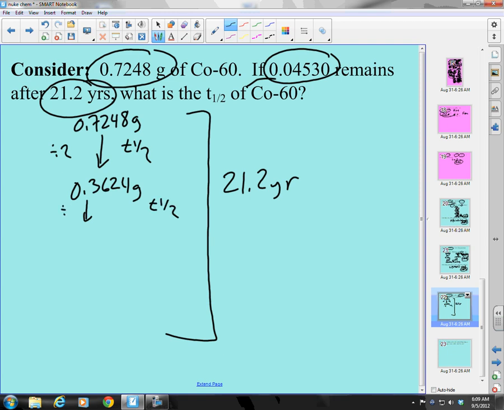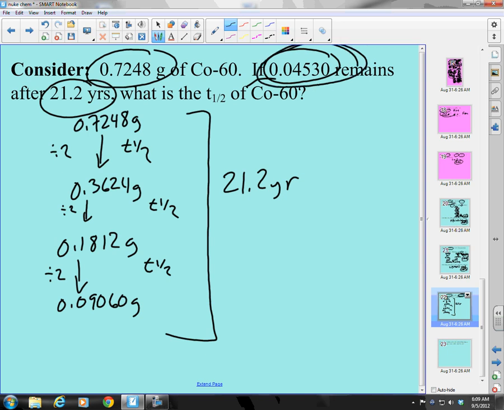So divide that by 2, and what do I get? I get 0.1812 grams. Is that what I want? No, it's not. So what do I have to do? Divide that by 2. That's another half-life. So I divide that by 2, and I get 0.09060 grams. Is that what I want? No, I want 0.04530. So I have to divide that by 2.